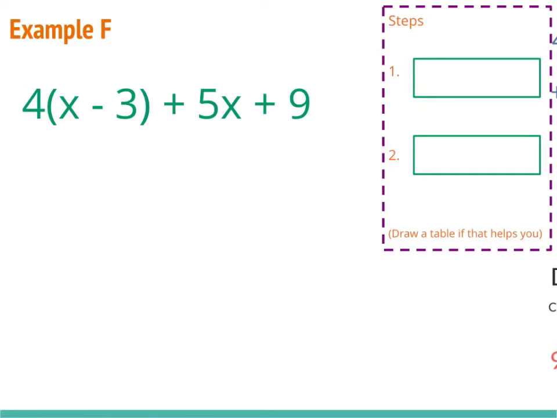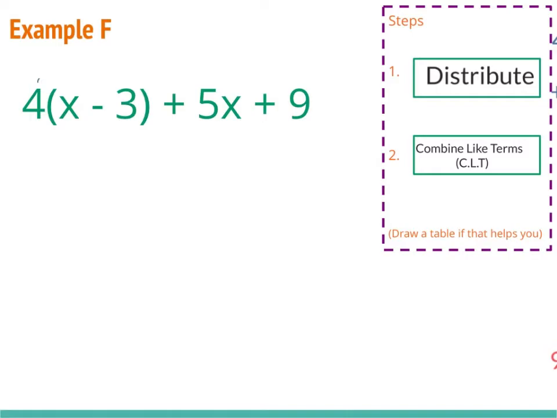So here in example F, things really start to get real. I've got 4 outside the parentheses, x minus 3, and I've got a 5x, and I've got a 9. I'm going to have to combine like terms and use the distributive property, because I need both in order to simplify this expression. So when I have both, I want to remember the steps. I'm first going to start with the distributive property, or distribute, and then I'm going to combine like terms, or CLT. So since I've got distributive property first, I'm going to go ahead and do that as my first step.